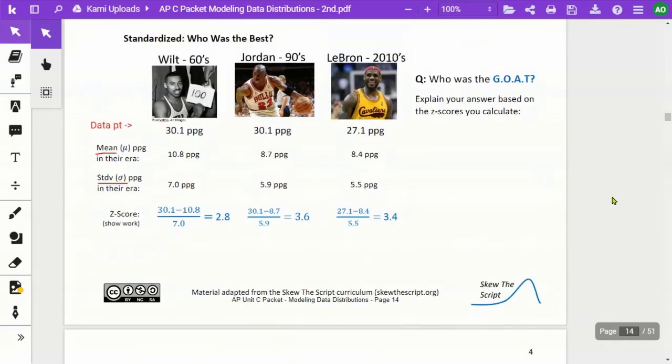Where are my Jordan fans in the room? If you run into a LeBron fan, you can say, hey, points per game. Jordan's Z-score is 3.6. Now, actually, have you guys argued with LeBron fans before about Jordan? Yeah. What do they normally say?